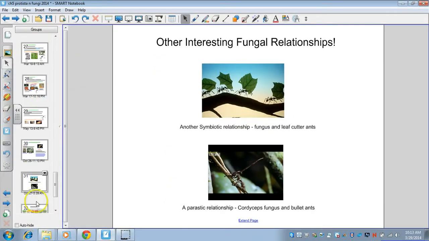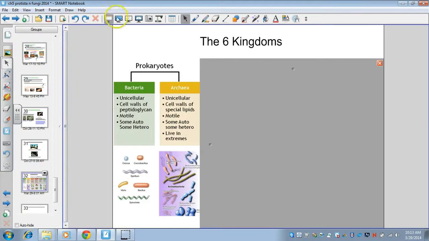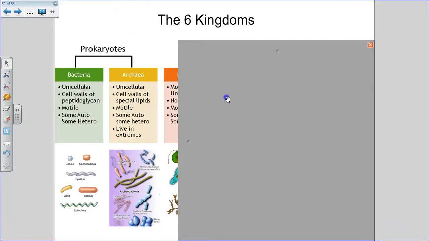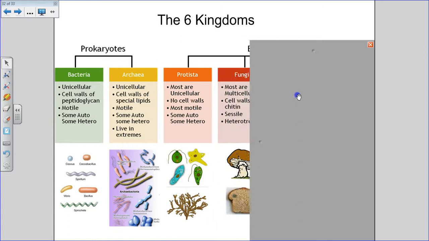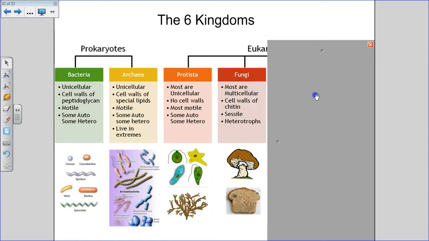That is it for this chapter. I will end off by summarizing kingdom Fungi. We've done Protista, but kingdom Fungi, another member of domain Eukarya. So they are eukaryotes. Most of them are multicellular; the only one that's not is yeast. Their cell walls are made of chitin, a different type of cell wall than you find in bacteria or archaea or plants. Plants have cell walls of cellulose. They are sessile or non-motile, in other words, they don't move around. And they're heterotrophs.